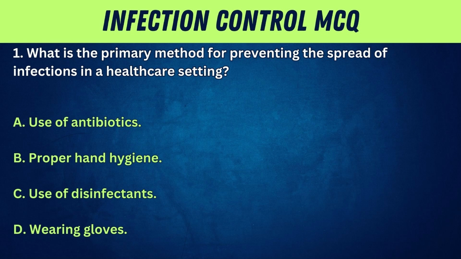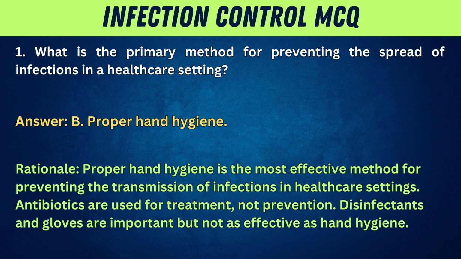1. What is the primary method for preventing the spread of infections in a healthcare setting? A. Use of antibiotics. B. Proper hand hygiene. C. Use of disinfectants. D. Wearing gloves. Answer: B.